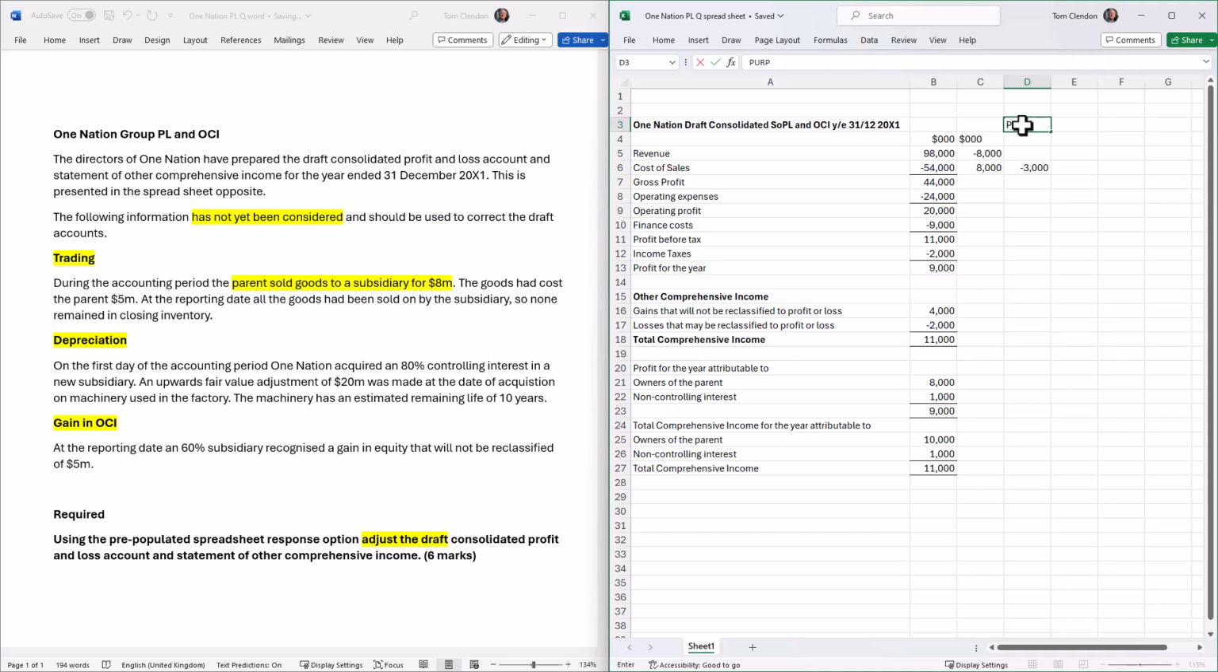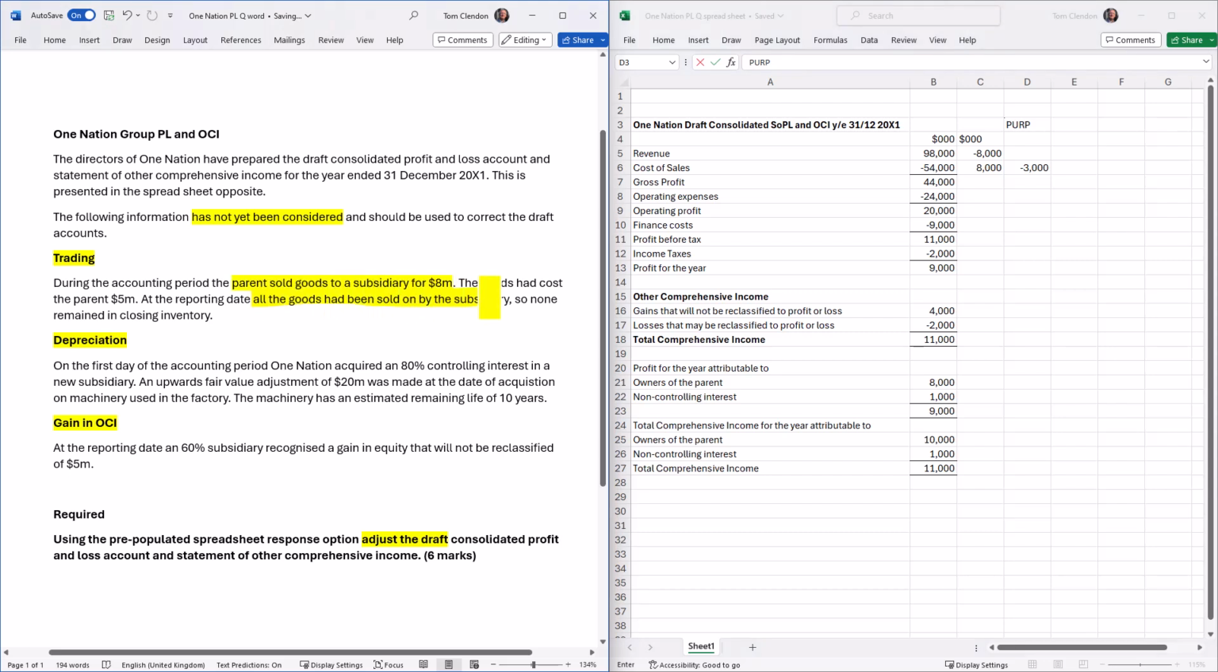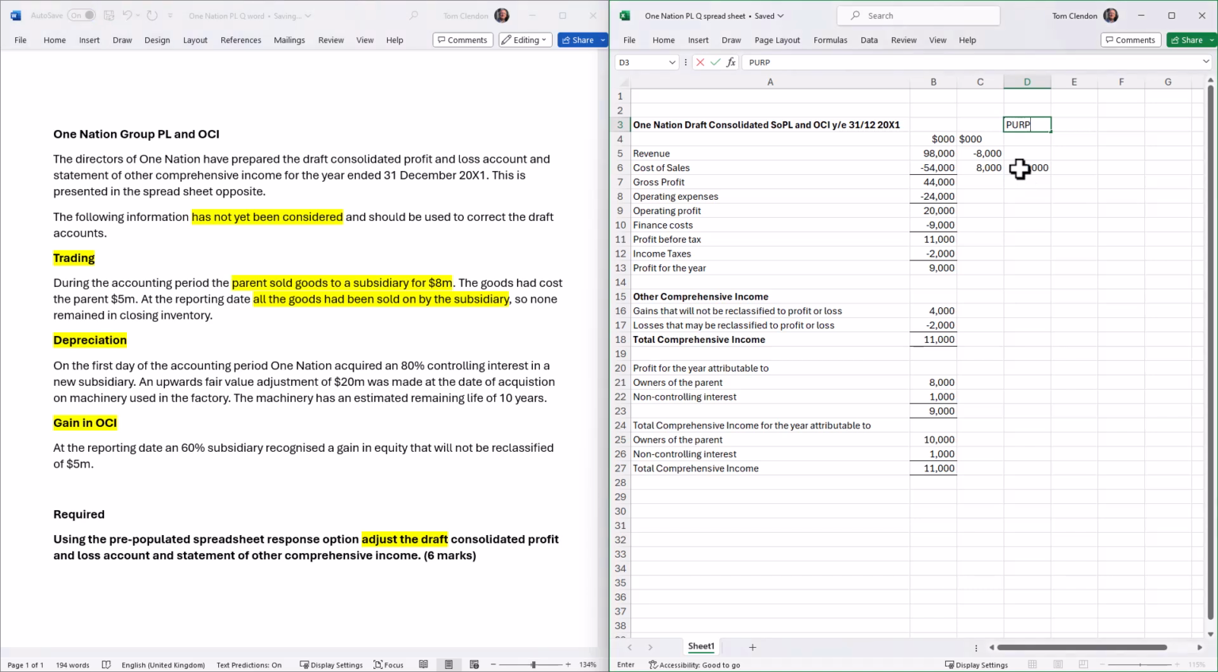And because the parent is the seller, there would be no charge to the NCI. But all the goods have been sold on by the sub, so none remain in closing stock. So what I've done here is unnecessary. What I've done here is incorrect. And I am removing that. This is because of the trading, so we're going to show it as a separate heading.